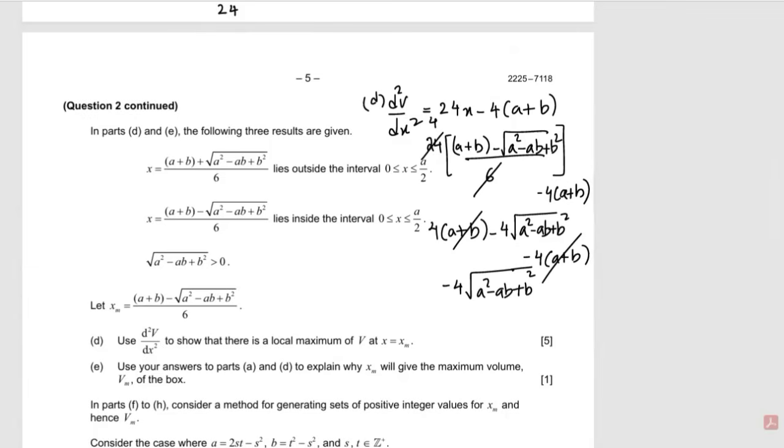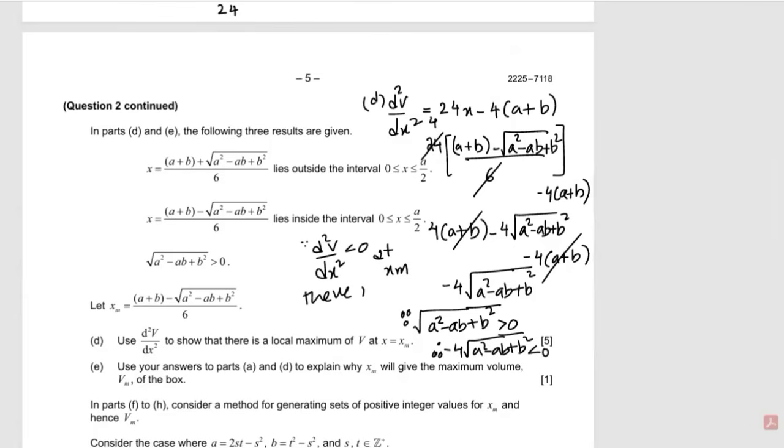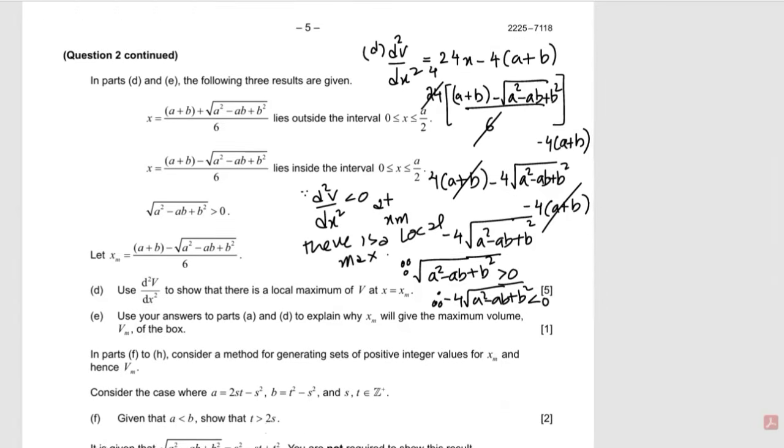So first, since the root of a squared minus ab plus b squared is positive, as given in the condition, the negative 4 times this expression, a squared minus ab plus b squared, will be less than 0. And since d squared V over dx squared is less than 0 at x_m, there is a local max, right? Okay, let's move on to part E.